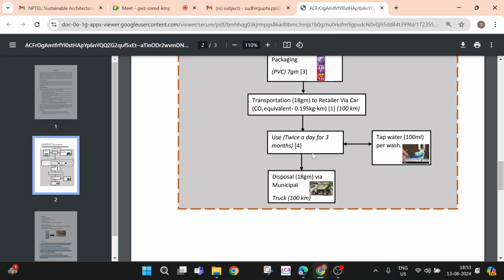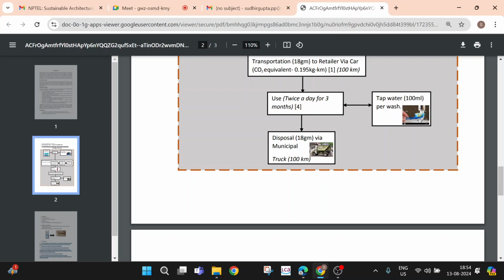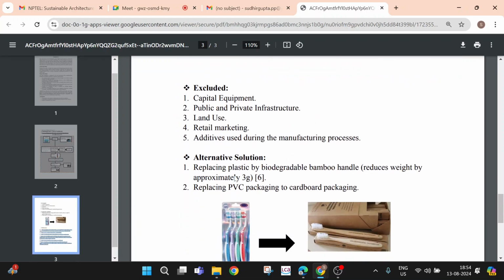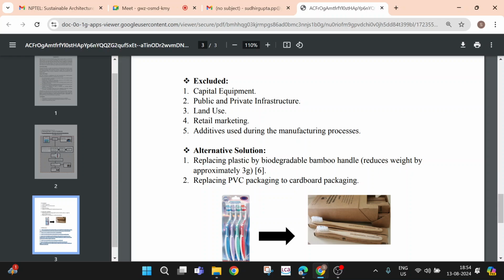Apart from that, this is the use step, where we consider how many ml of water is used, twice a day, and one brush's lifespan is 3 months. So how much water consumption will be there, that we will also include. And then the disposal part: disposing the 18 grams of toothbrush at the disposal center, which can be considered based on true data or with an assumption, for briefly getting the concept of life cycle analysis. What else we can include, but have excluded, is land use or retail marketing.